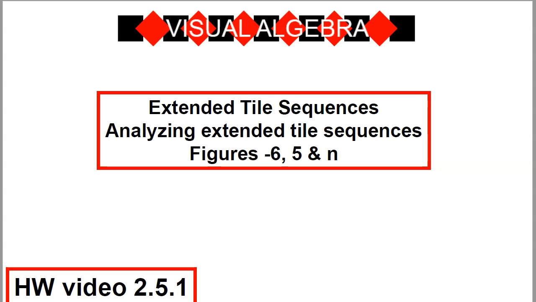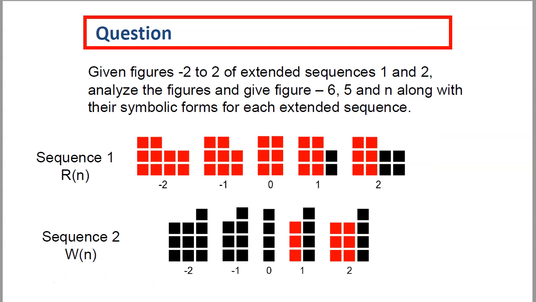In this video, we'll look at extended tile sequence. We'll analyze a sequence and sketch figures -6, 5, and n. Our question is, given figures -2 to 2 of extended sequences 1 and 2, analyze the figures and give figure -6, 5, and n along with the symbolic forms for each extended sequence.